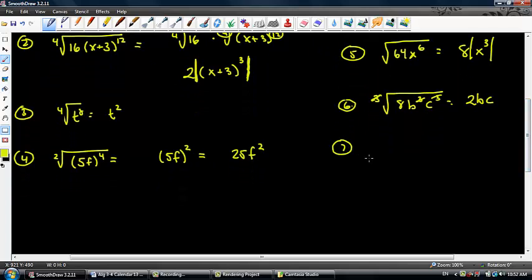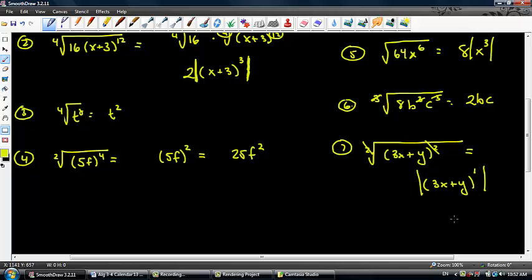Number 7. The square root of (3x plus y) squared. Well, the square root and the square are going to cancel each other out, leaving me with 3x plus y, technically to the first power. Because I have an odd power resulting from an even root, that baby gets put in absolute value bars.